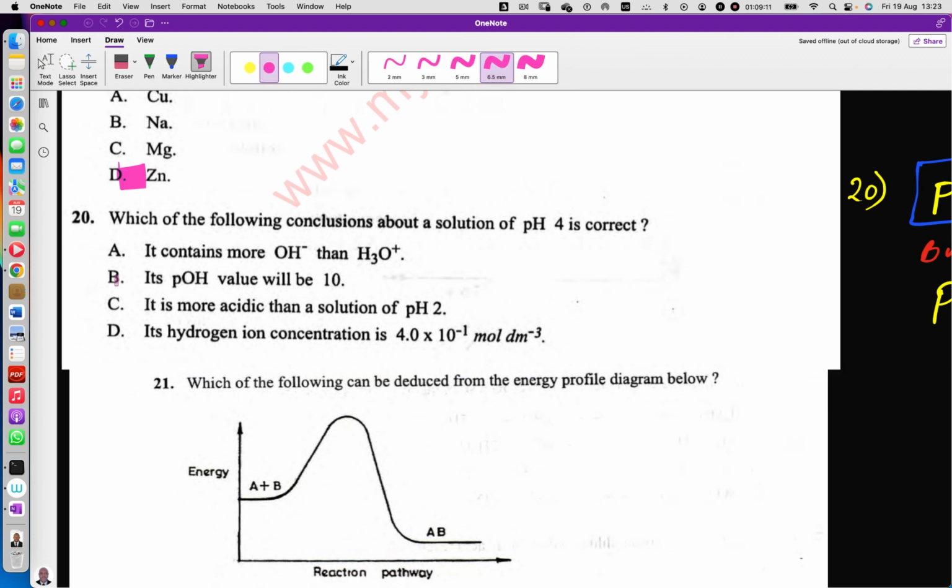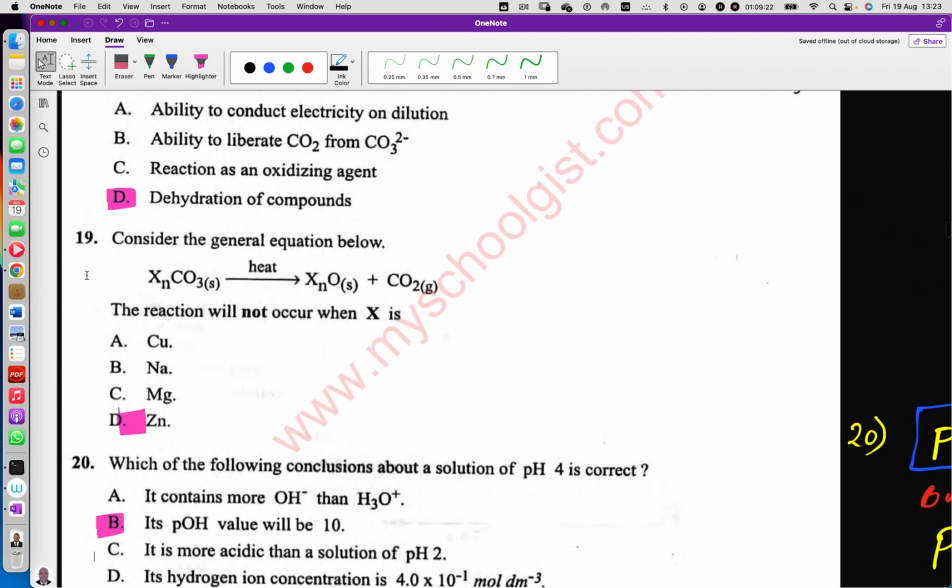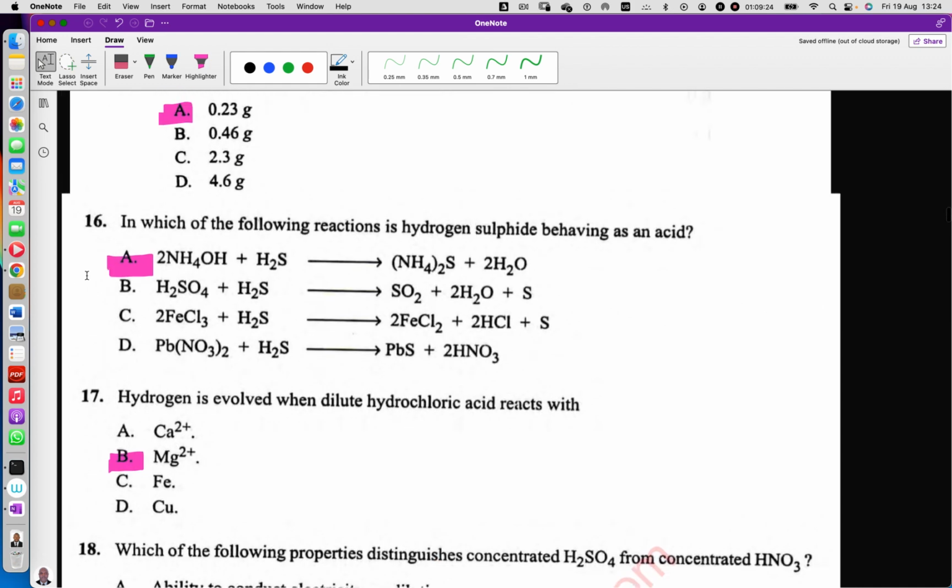Let's seal it. B will be our right answer. 20 is B, based on the calculation we have done there.